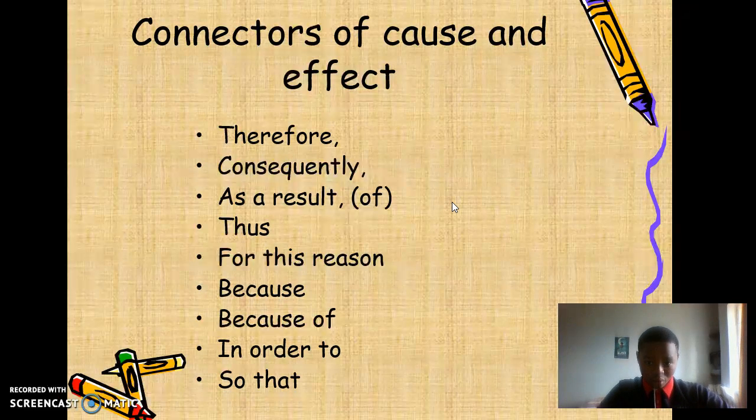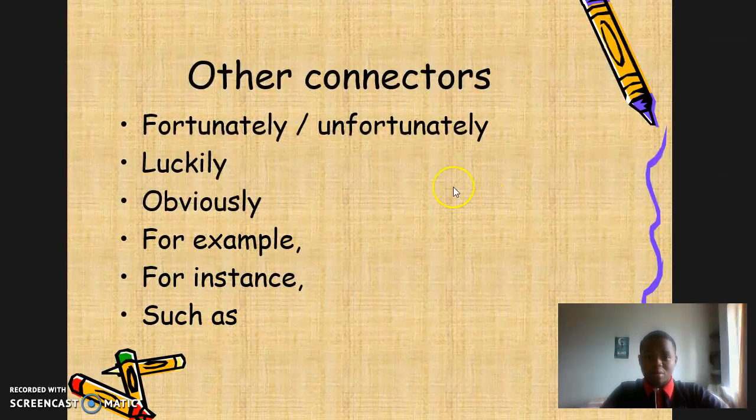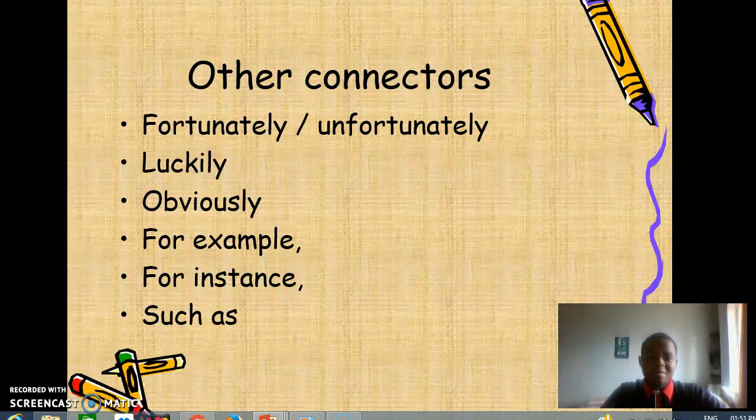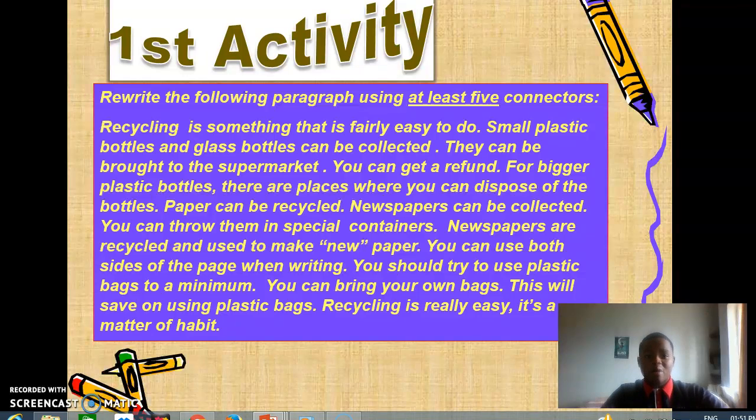So those are our logical connectors so far. And then again we have other connectors which are fortunately, unfortunately, luckily, obviously, for example, for instance, such as. And now we have an activity here. So we have to rewrite this paragraph using at least connectors.